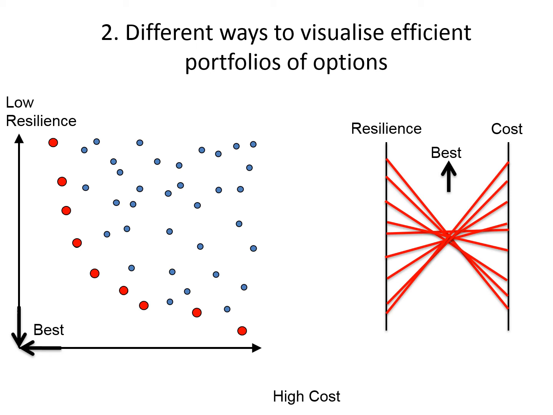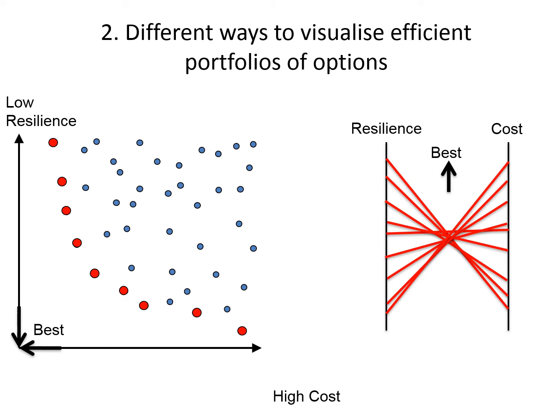Each point represents a package or a group of options, a portfolio, and they've been scored according to two metrics. In this plot, we have resilience and cost. You can see that those thick arrows at the origin of the plot show the direction that we'd like to get in, the direction of preferred performance. The perfect portfolio of options would be at the origin where it says best, and it would have very high resilience and very low cost.